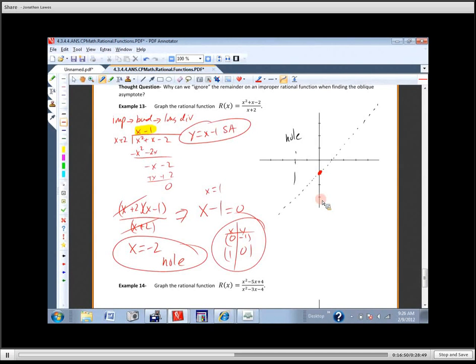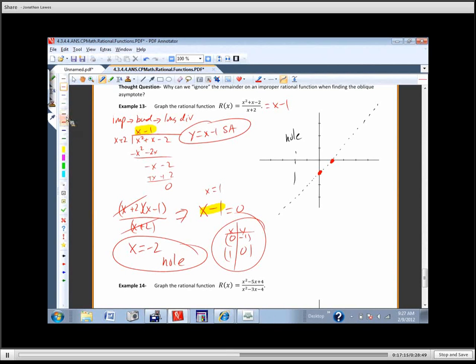And are there any vertical asymptotes on this one? Nope. Okay. Crosses at 1, 0. So right here. And this is the simplified version. So if I simplify this, it looks like x minus 1. It looks like this line.